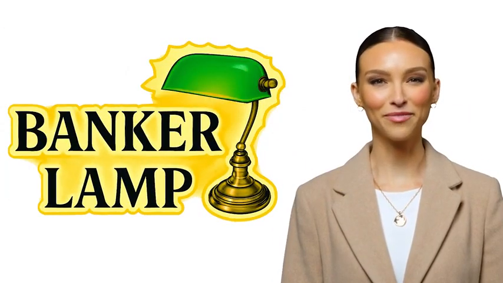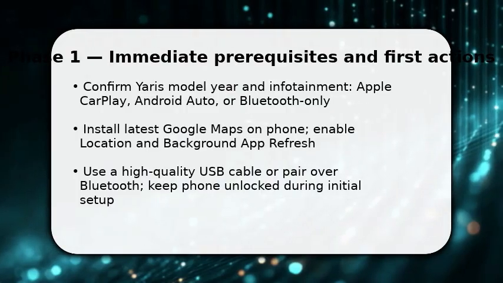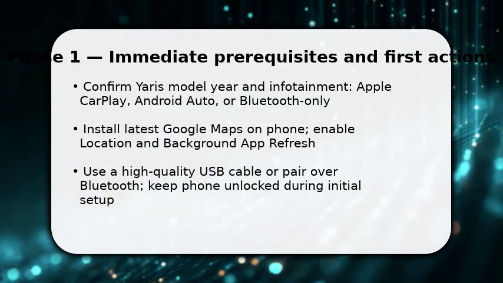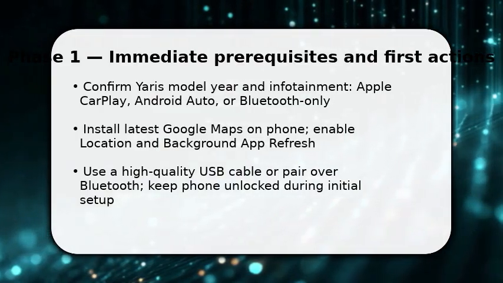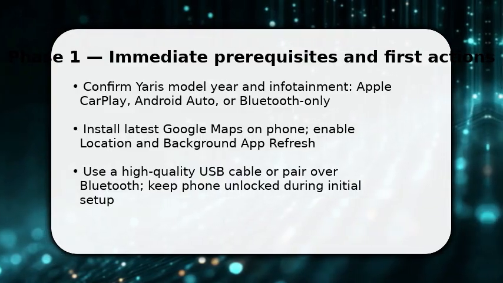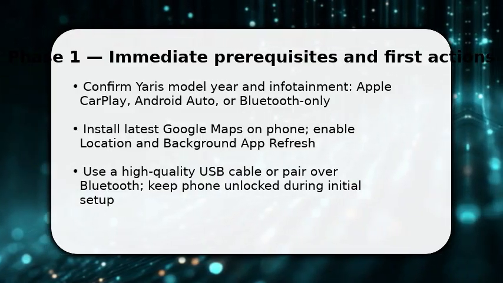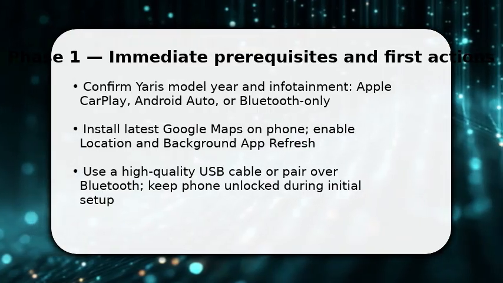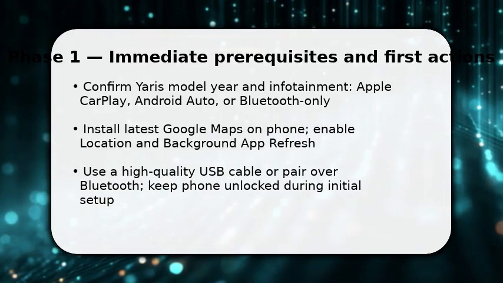Please enjoy the video. You start by verifying your Yaris infotainment capability so you know whether to use Android Auto, Apple CarPlay, or Bluetooth mapping. Once done, make sure Google Maps is updated and location is enabled. This ensures real-time navigation and traffic.